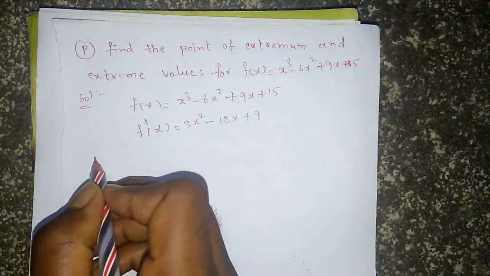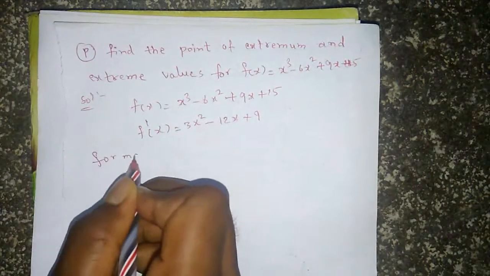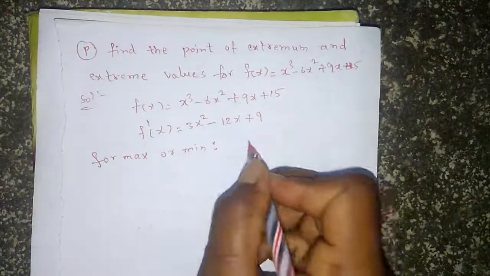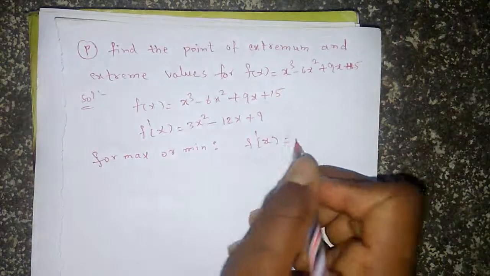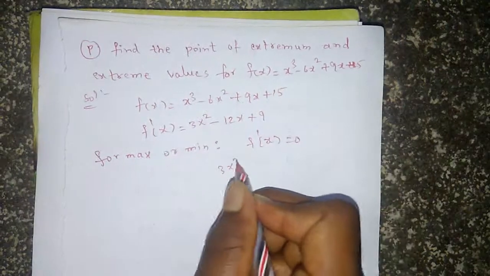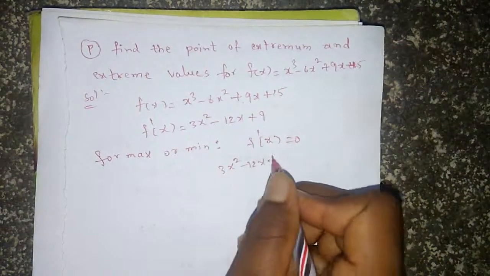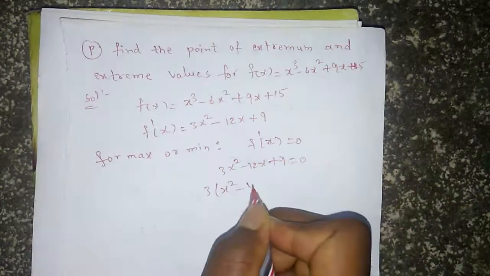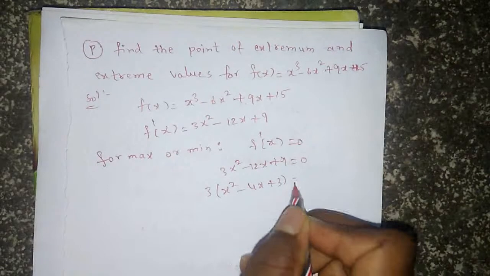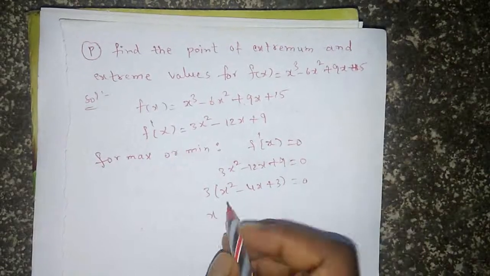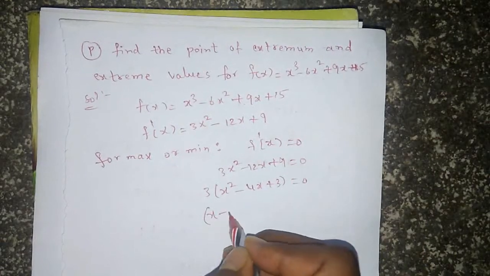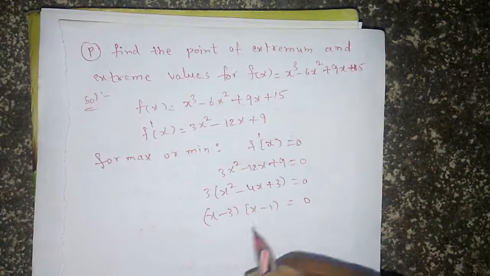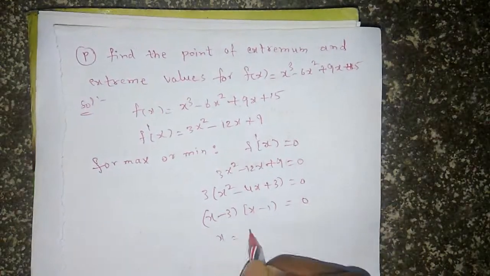So for maximum or minimum, first make f dash of x is equal to 0, that is 3x square minus 12x plus 9 is equal to 0. Take 3 common here, 3 into x square minus 4x plus 3 is equal to 0. This is a quadratic equation, factorize it. So roots are here, x minus 3 into x minus 1 are the factors. Therefore x is equal to 1 or 3.